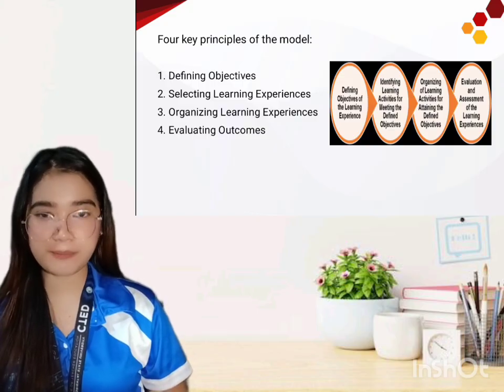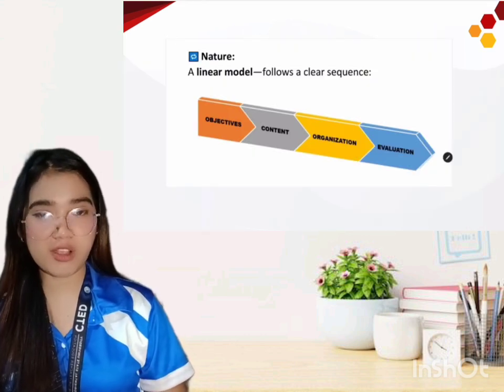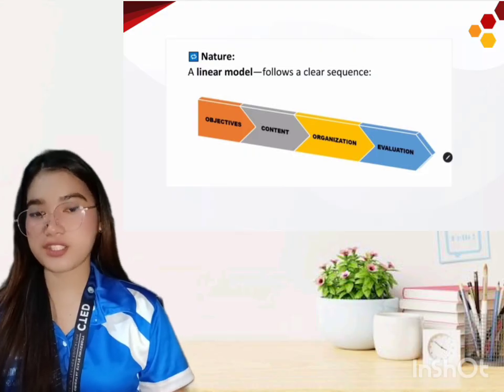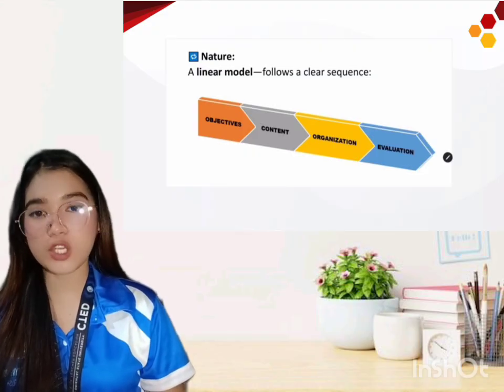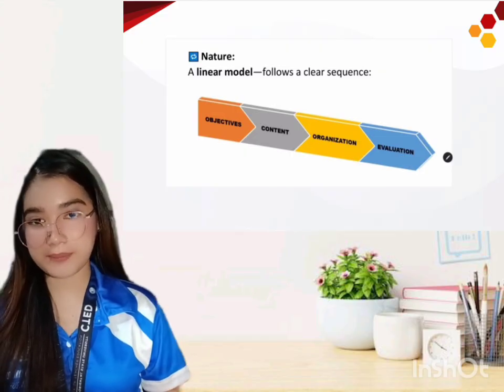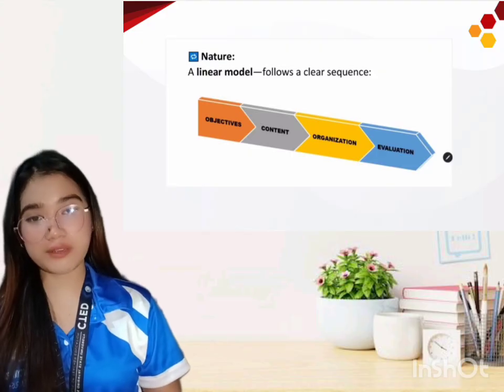Now here, we can see how the model follows a linear process because each step directly flows from the previous one. Objectives guide the choice of learning experiences, which are then organized and finally evaluated. This step-by-step sequence ensures consistency and alignment throughout the curriculum.